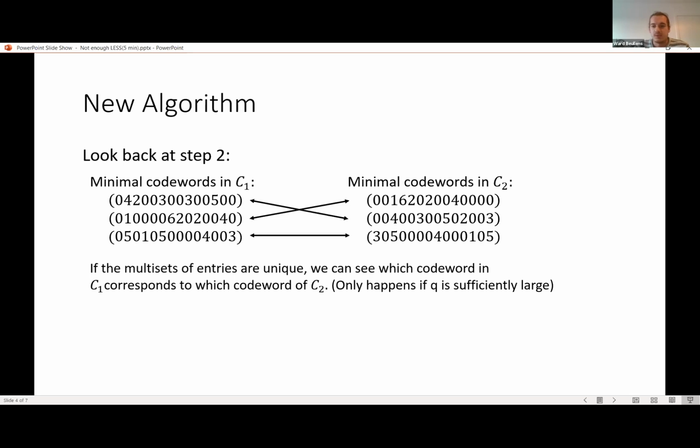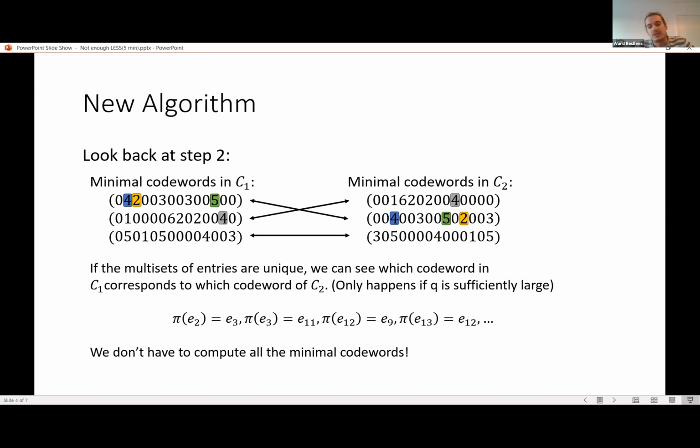And you can do the same thing for the other code words. And once you know which code word in C1 corresponds to which code word in C2, it's really easy to get information about the permutation, because you know, like the 4 has to be mapped to the 4 on the right. So the second position needs to be mapped to the third, and the same for all the other unique entries. So this is really easy.